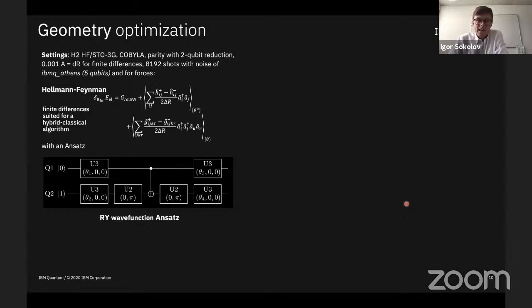For instance, let's take the case of the geometry optimization. We run it on our H2 molecule with a minimal basis set, the COBYLA optimizer with VQE, and on 2 qubits because of 2-qubit reduction and parity mapping, with 8,000 shots and our RY circuit. You can see we have just a single CNOT and only 4 parameters.